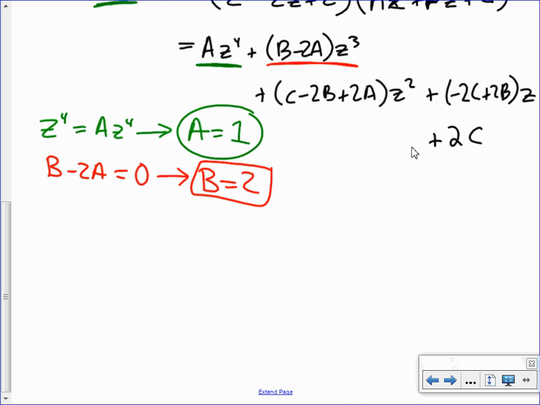Well, we now know a. We now know b. Let's find c. Isn't this the easiest one to find? What is it? The 2c at the end? Yeah, you're right. Since the end is the 2c, then 4 equals 2c. That means c has to be 4.